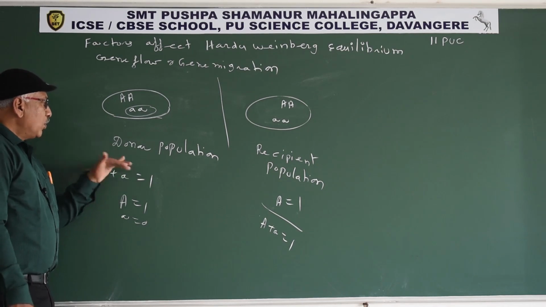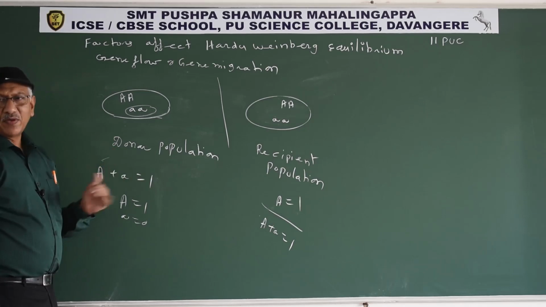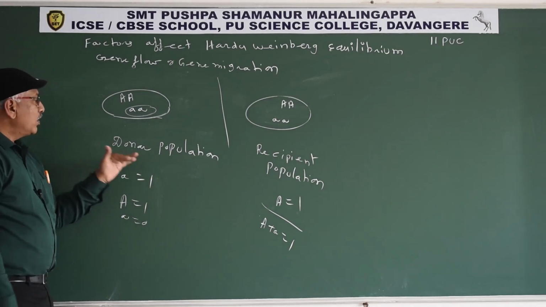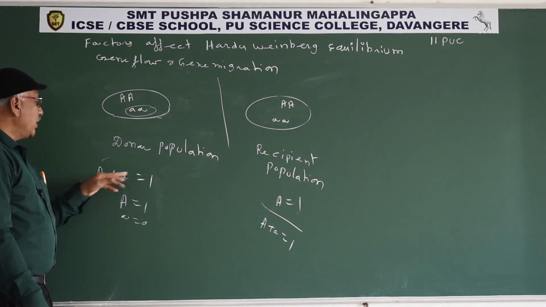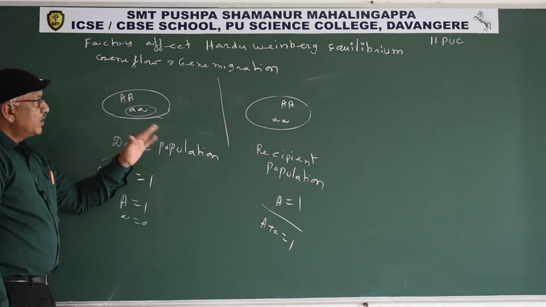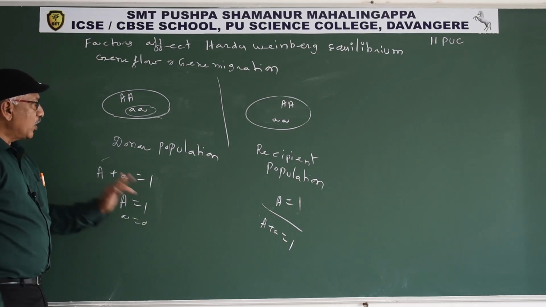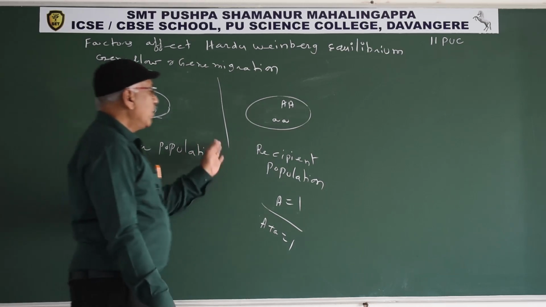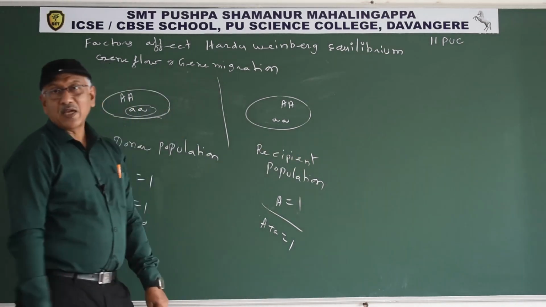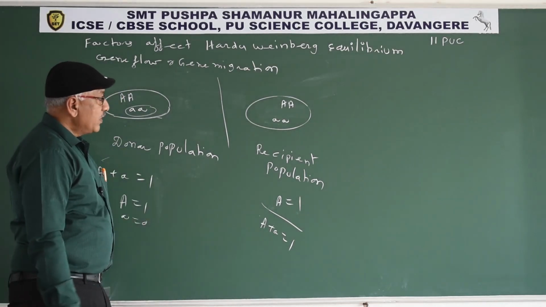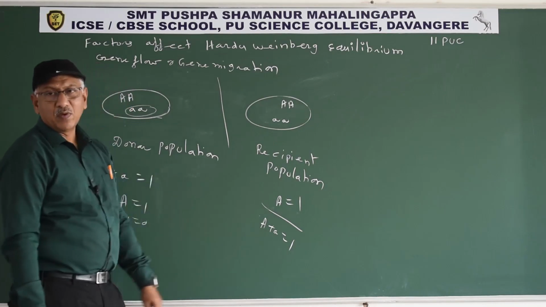So in the donor population and recipient population, allelic frequency and genotypic frequency change. Before the donor population donates alleles, the frequency of capital A, small a is equal to 1. After migration, the frequency of capital A is 1, the frequency of small a is 0. Similarly, before the recipient population receives the alleles, the frequency of capital A is 1. Now after migration, the frequency of capital A plus small a is equal to 1.